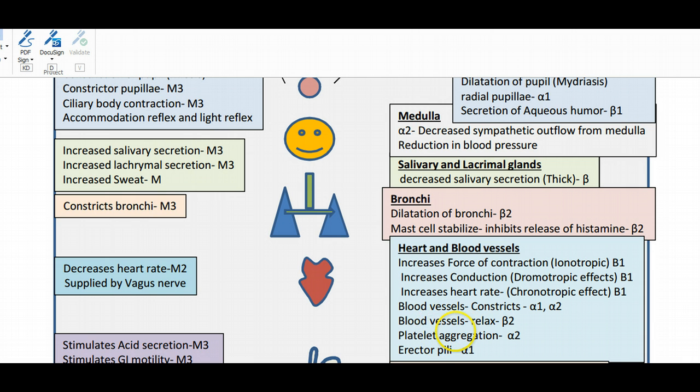Now, other miscellaneous effects you see in the sympathetic system is the alpha 2 effect, where it will stimulate platelet aggregation, whereas the alpha 1 effect will cause contraction of the erector pili muscle, and that's what we call goosebumps.